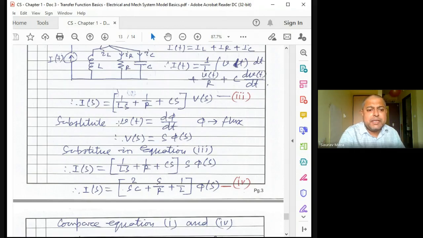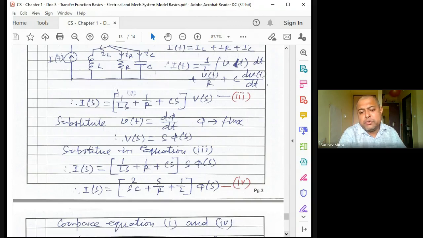So this is very important. Which rule is used in this case? Substitute Vt is equal to d phi by dt. The rule is Faraday's law of electromagnetic induction, and with that, Vs is equal to S phi s. S comes because there is a differentiation. Now substitute in the equation: Is equal to 1 by Ls plus 1 by R plus Cs, times S phi s. Now if you take this S inside, the Cs becomes Cs square, the 1 by R becomes S by R, and the 1 by Ls becomes 1 by L.